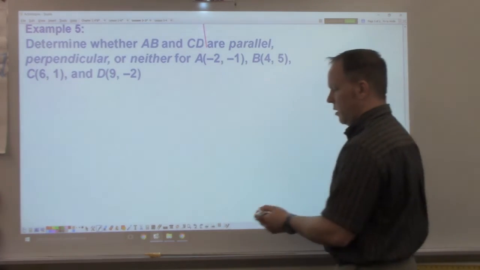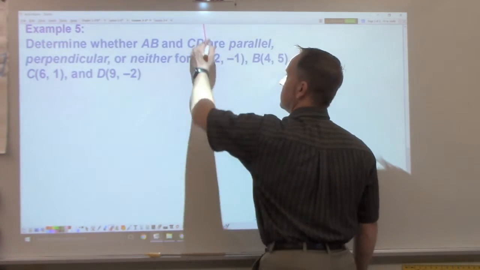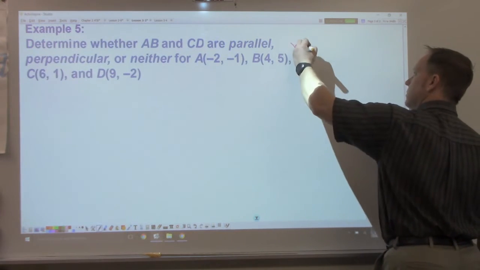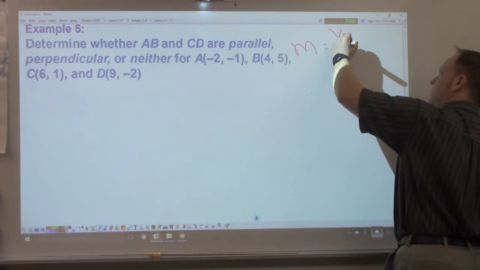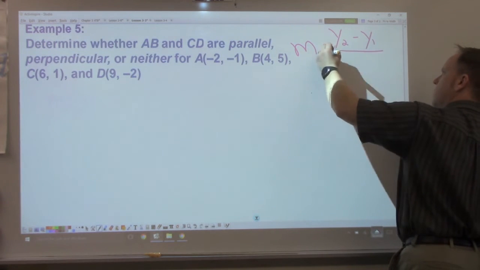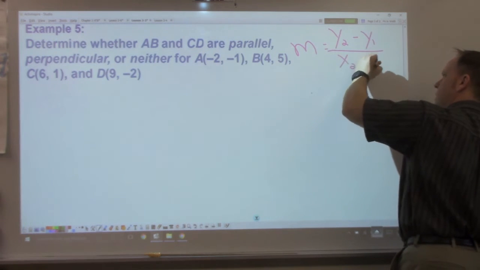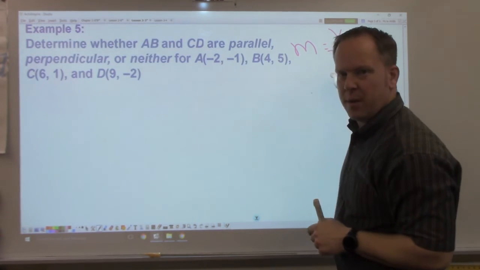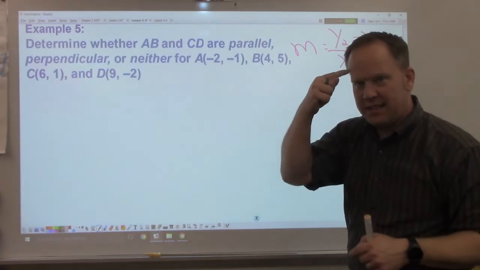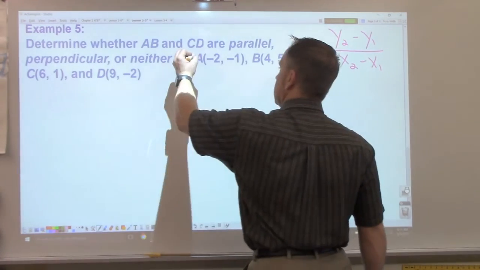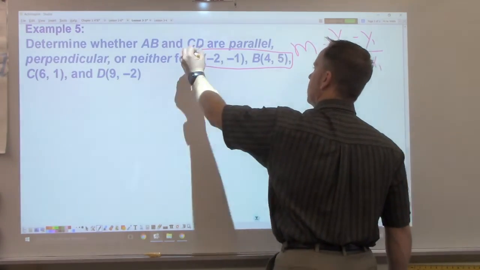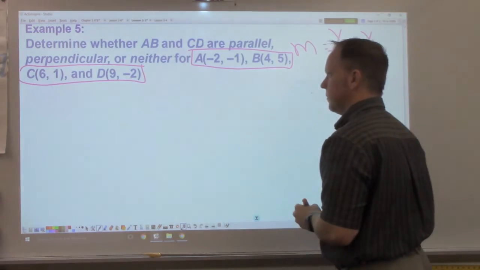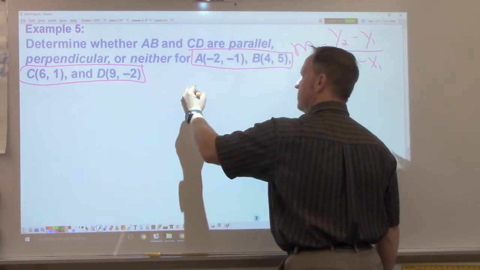Example 5, doing it all over again. y2 minus y1 over x2 minus x1. Why do I keep writing the formula over and over again? That's how I memorize them, folks. I keep writing them, then they stick in here. Slope of AB and the slope of CD. Let's find the slope of AB first.